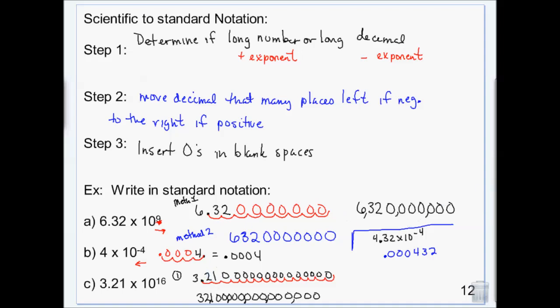For the second method, like I said, I just start counting. I write down that first number and then I start counting to 16. So I go 1, 2, 3, 4, 5, 6, 7, 8, 9, 10, 11, 12, 13, 14, 15, 16.